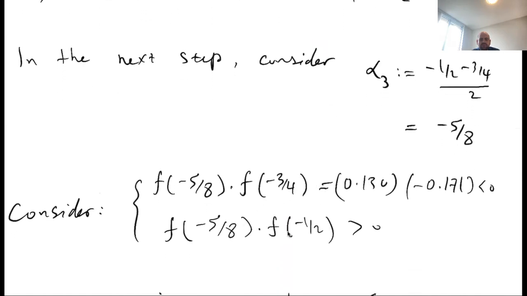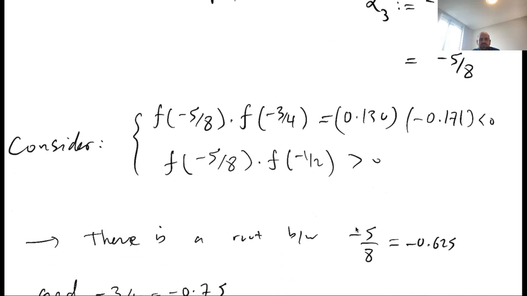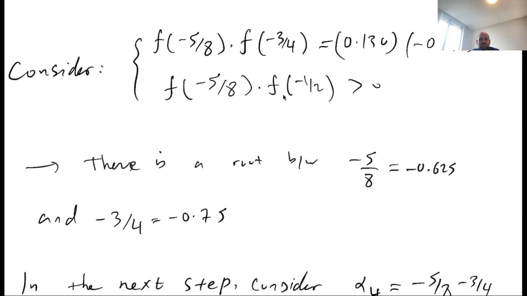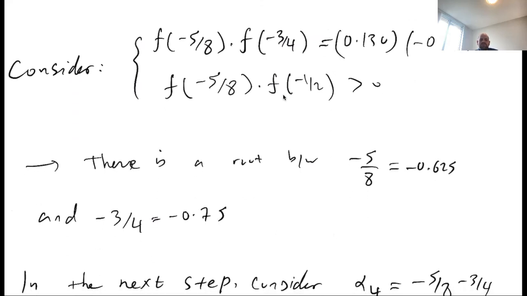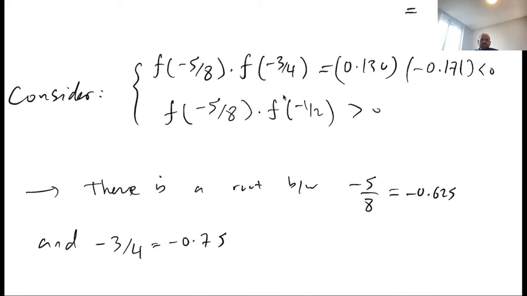And f of -5/8 times f of -1/2. This time, this product will be negative. And that means there is a root between -5/8, which in decimals is -0.625, and -3/4, which in decimals is -0.75. So we narrowed down the root to be between -0.625 and -0.75.